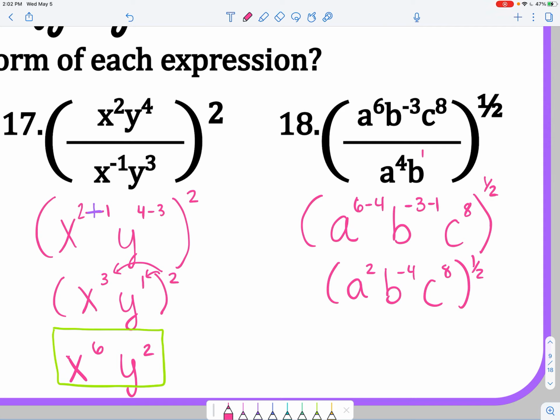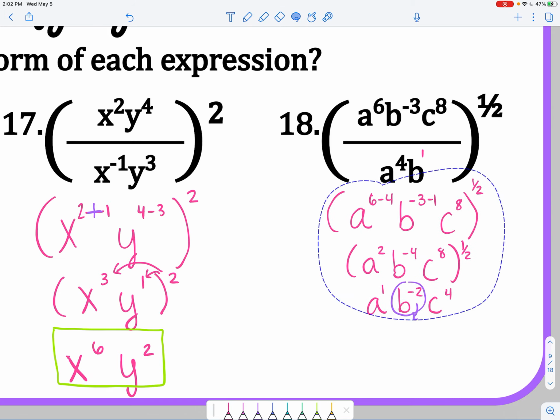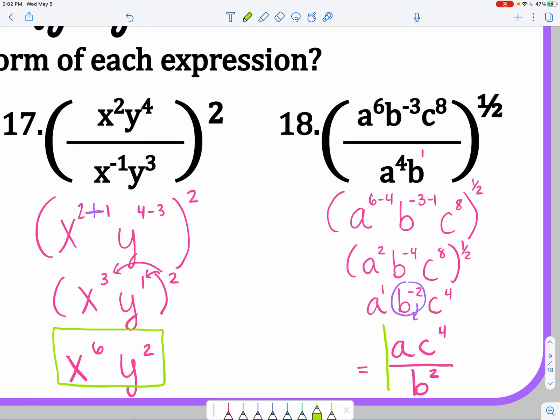Last but not least, I can distribute or multiply that 1/2 to everything inside. That's going to give me positive 1, negative 2, and 4. And then this power with base B has to move to the denominator, which is going to give me, let me shrink all this just a little bit, make some more space. That's going to give me a to the power 1 times c to the power 4 all over b squared.